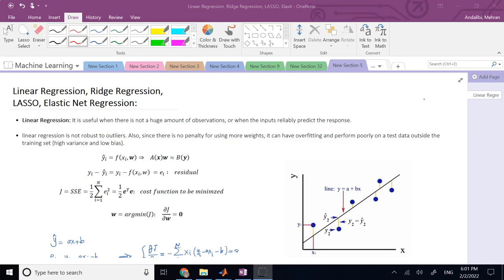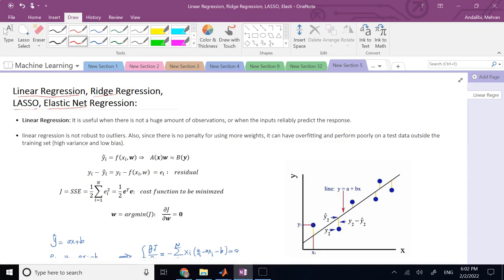So there are several different algorithms in the real literature, a bunch of them actually, that you can use. The simplest and yes, one of the most effective ones is called linear regression. So we talk about linear regression first, and then there are some more sophisticated versions of that: ridge regression, lasso, and elastic net. So what is linear regression?